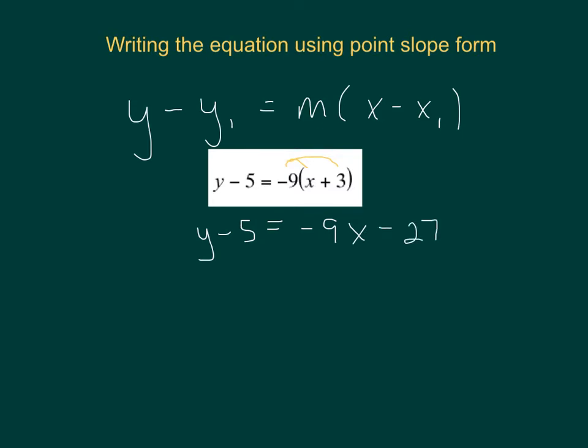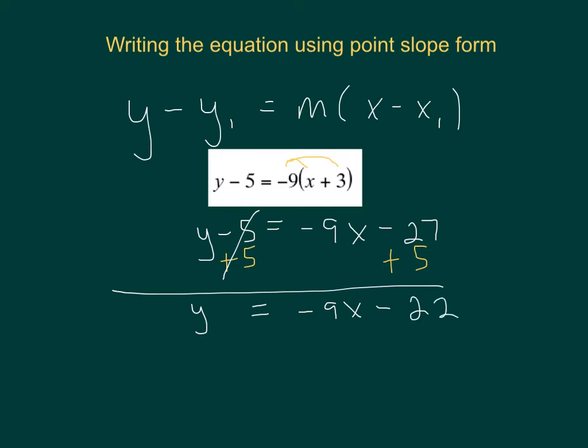Now that we've distributed, we're going to use inverse operations to get y by itself, right? We're going to isolate that variable, solving in terms of y, and we get y is equal to, this cancels out, negative 9x comes down, and a negative 27 plus a 5 is a negative 22. And that's our final answer. That is in slope-intercept form. Just a quick reminder, what we did at the beginning is we distributed the negative 9, and then we solved in terms of y by adding 5 to both sides to get y by itself.